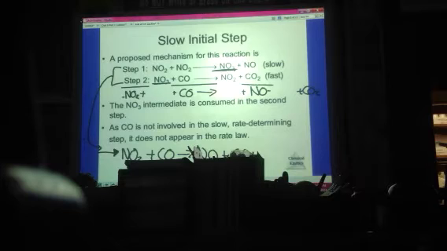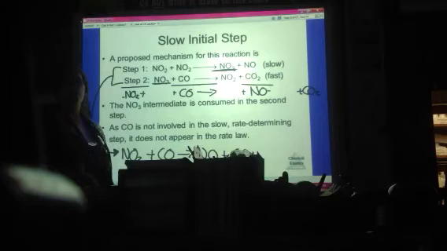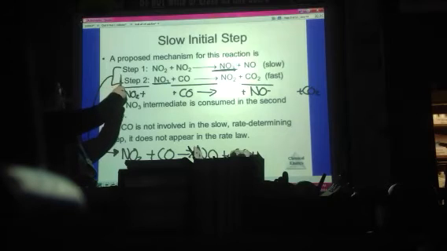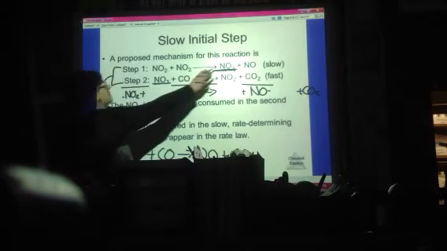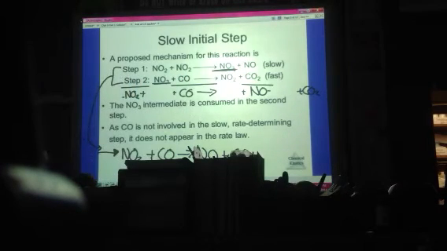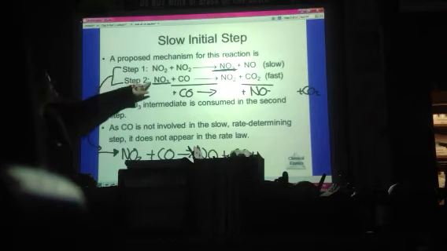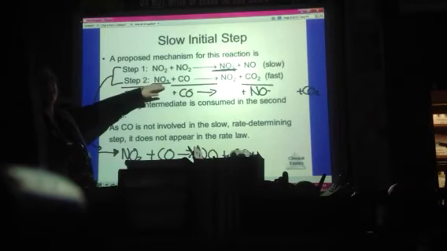So you're never going to have to look at step 1 or step 2 and say, this one's slow, this one's fast. Those will just be given to you. So when we say that in step number 1 this is the slow step, then ultimately what we're saying is I'm producing NO3 in the first step, which means in the second step, this NO3 that we've produced is being consumed almost immediately.